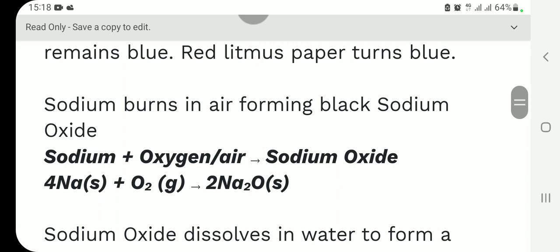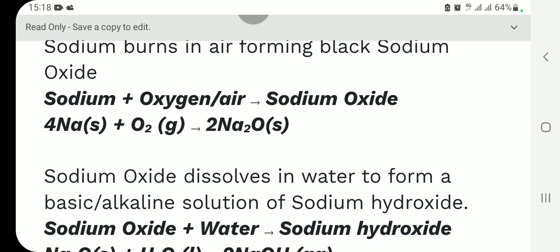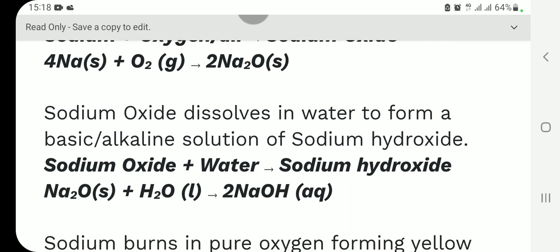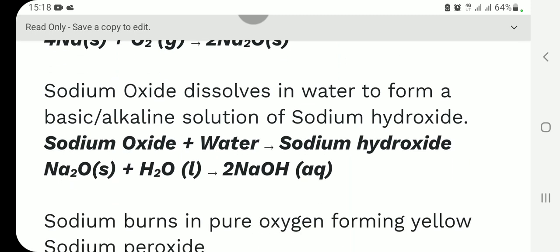Sodium burns in air to form black sodium oxide. Sodium plus oxygen gives sodium oxide, which is a black solid. Sodium oxide dissolves in water to form a basic or alkaline solution of sodium hydroxide. Sodium oxide is Na2O. The reason there is a 2 in sodium is that sodium has a valency of 1 and oxygen has a valency of 2, so they interchange to form sodium oxide.